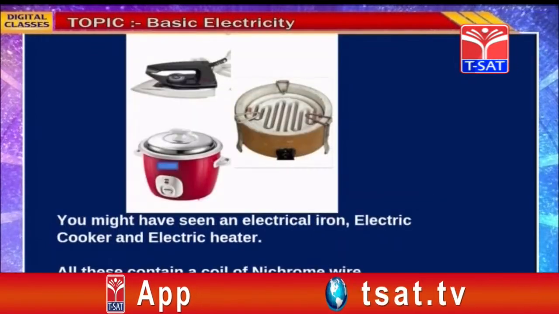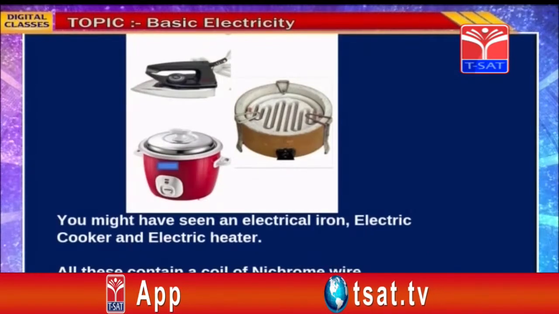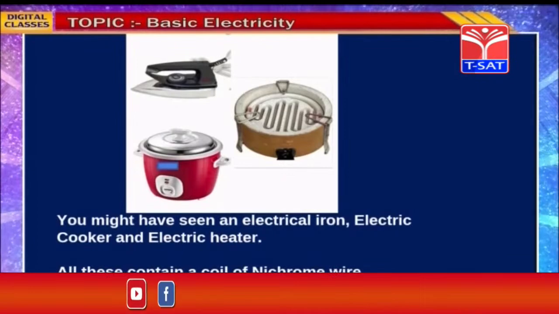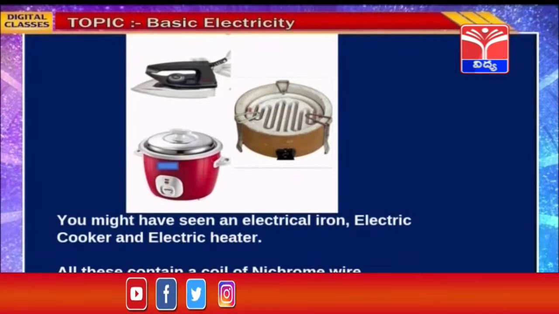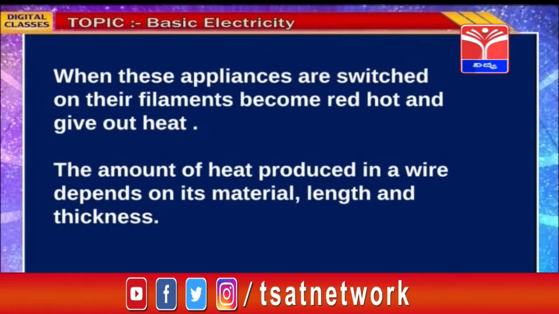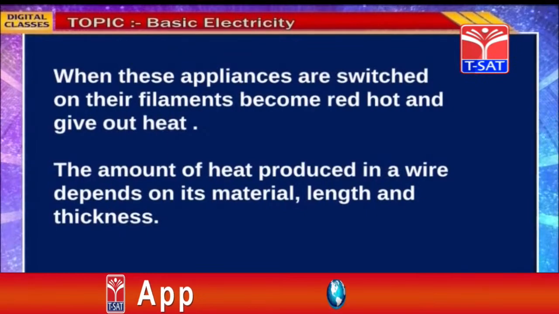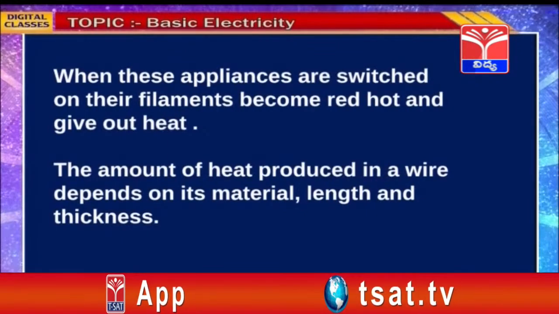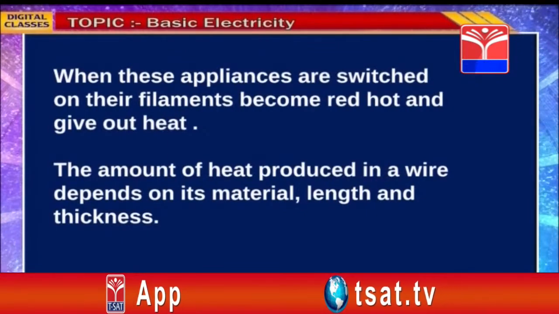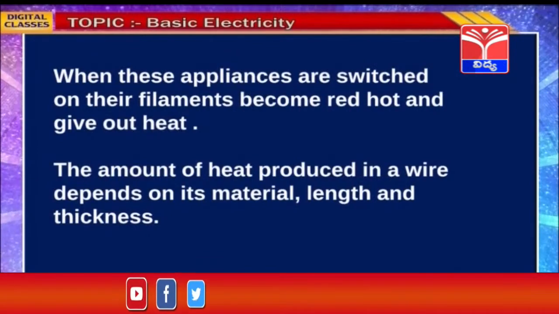You might have seen an electric iron, electric cooker and electric heater. All these contain a coil of nichrome wire. When these appliances are switched on, their filaments become red hot and give out heat. The amount of heat produced in a wire depends on its material, length and thickness.